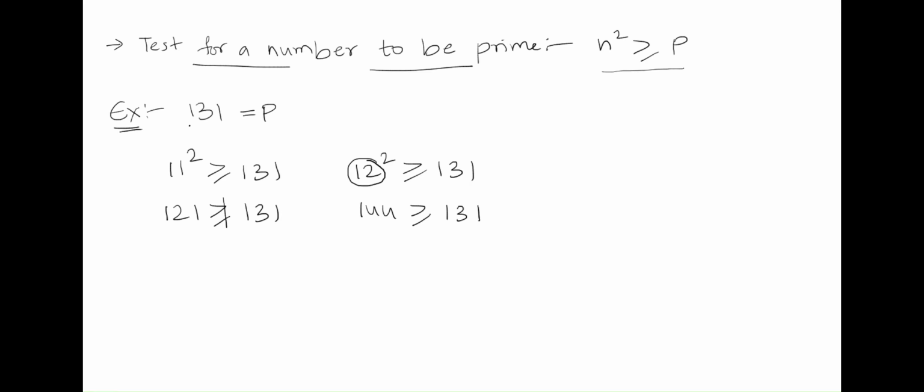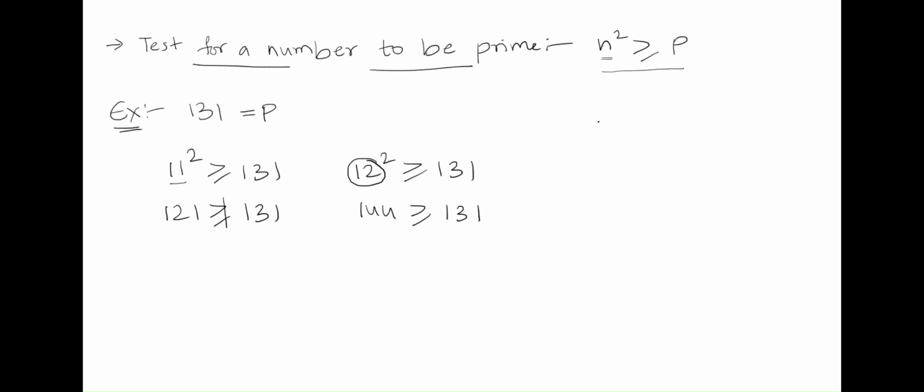Okay, so let's take an example, 131. Whether it is a prime or not, now let's check. So this is our p value. Now how to take the n value? n is any number whose square should be greater than or equal to p. If I take n as 11, 11 square, which is 121, is not greater than or equal to 131. If you take n as 12, 12 square, which is 144, is greater than or equal to 131.